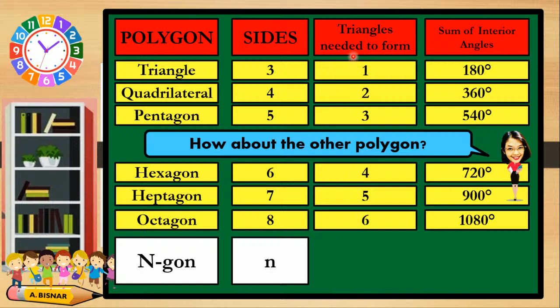You will not relate it vertically. You have to relate it to the number of sides. Ano yung napapansin nyo? 3, naging 1, 4, naging 2, 5, naging 3, 6, 4 lang, 7, 5 lang, 8, 6 lang. What do you observe? Again, you have to relate it to the number of sides.